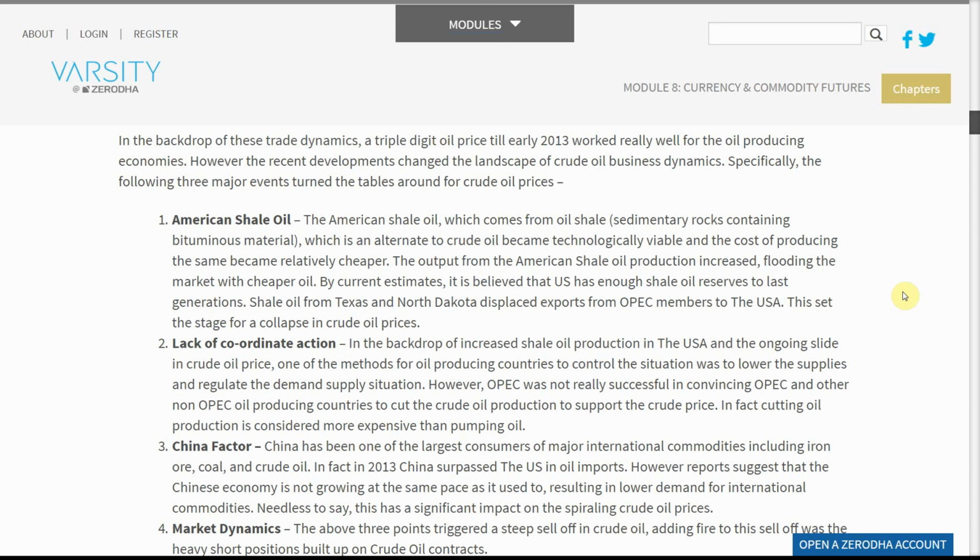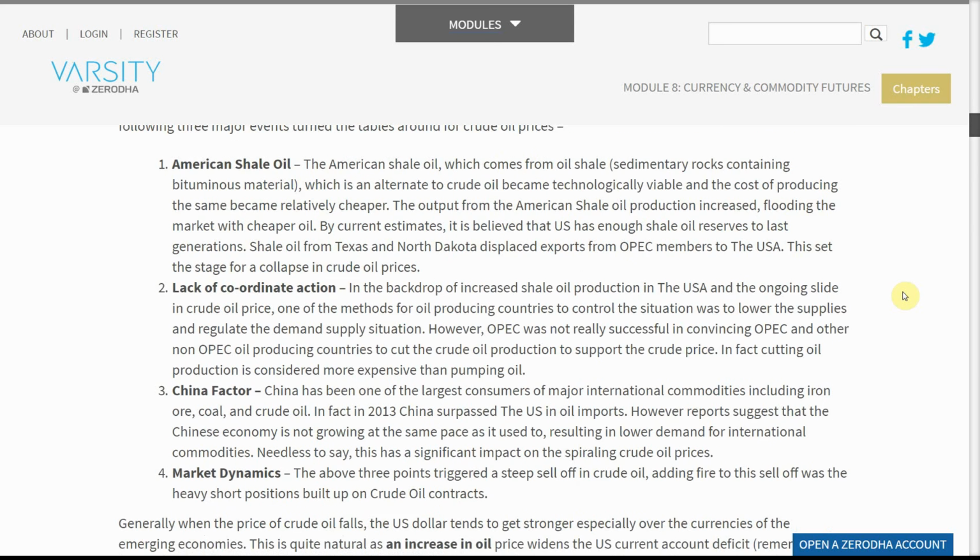Lack of coordinated action. In the backdrop of increased shale oil production in the USA and the ongoing slide in crude oil price, one of the methods for oil-producing countries to control the situation was to lower the supplies and regulate the demand-supply situation. However, OPEC was not really successful in convincing OPEC and other non-OPEC oil-producing countries to cut the crude oil production to support the crude price. In fact, cutting oil production is considered more expensive than pumping oil.